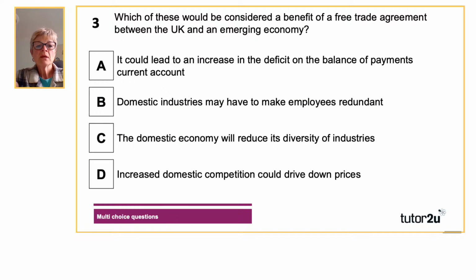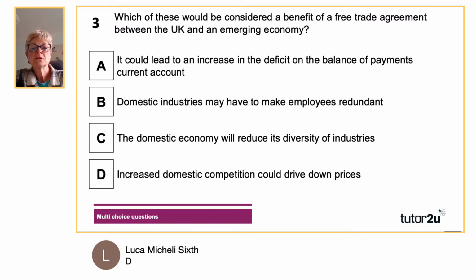Let's move on. Which of these would be considered a benefit of a free trade agreement between the UK and an emerging economy? Now be careful, because look at the question carefully. It's a free trade agreement and it's an emerging economy. So let's have a look and see. It could lead to an increase in the deficit on the balance of payments current account. Domestic industries might have to make employees redundant.